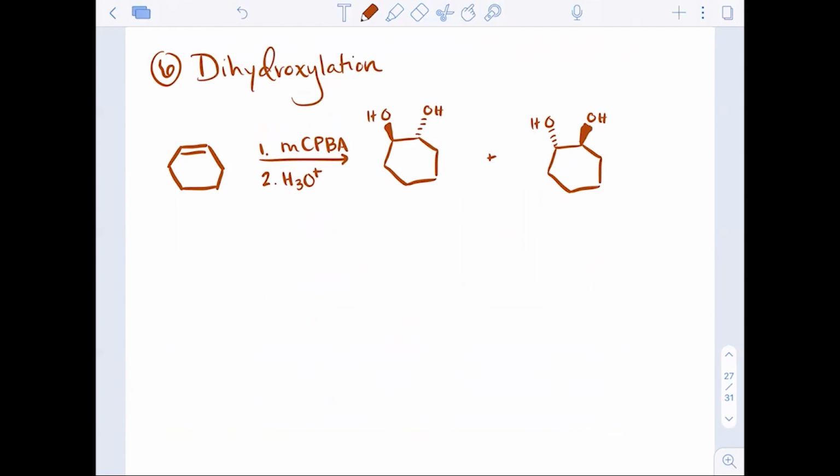Now, MCPBA: meta-chloroperoxybenzoic acid. So when we're seeing this reagent, really that's just the acronym that is most often used. What we actually need for this reaction to happen is a peroxy acid.